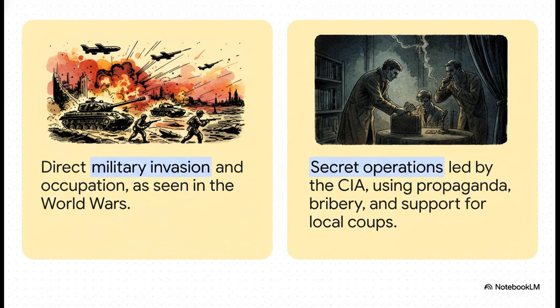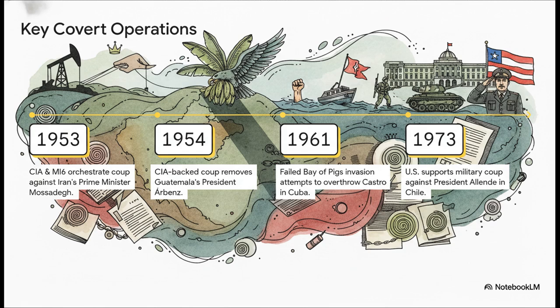Well, the huge, open invasions of the world wars were mostly out. Covert action was in. This is really the golden age of the CIA. They used a whole new set of tools, things like propaganda, bribery, and backing local military coups to get what they wanted without having to declare an open war. And you see this pattern just repeat itself across the globe.